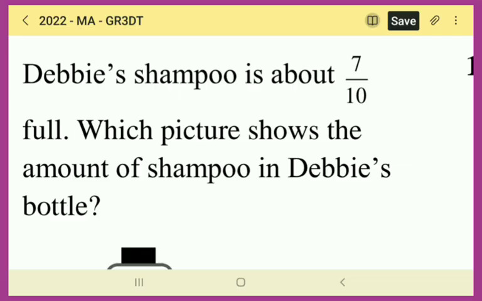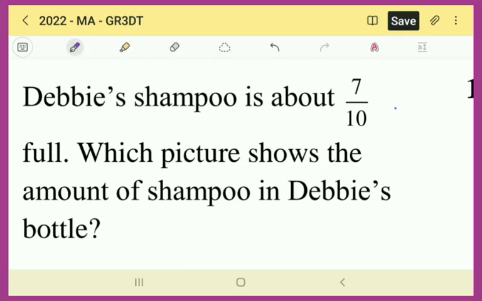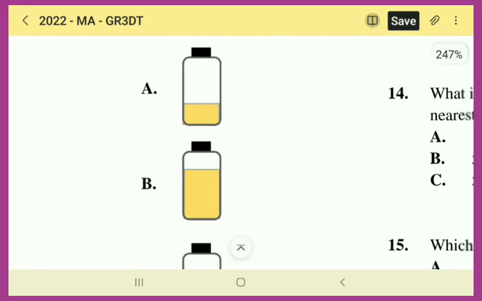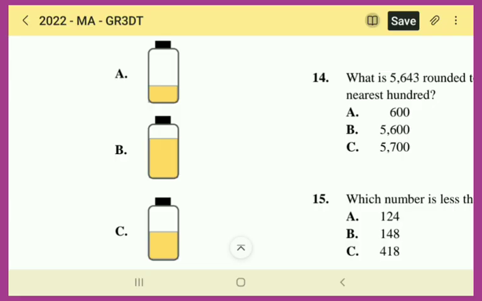Debbie's shampoo is about 7/10 full. Which picture shows the amount of shampoo in Debbie's bottle? All right, so when you think of 7/10, the full bottle would be 10 out of 10 full. So if it's 7 of it that is there, it means that it's pretty close to being full. Past a half, right? Because 5 out of 10 would be a half. So if it's at 7, she has more than a half of the shampoo left. It's more than a half full. So which of these, based on what I just explained, is showing more than a half of the bottle being full?